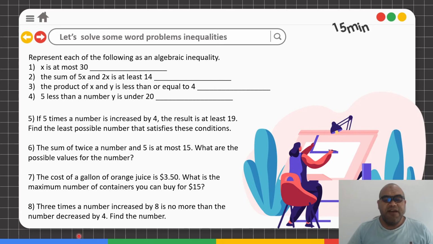The sum of 5x and 2x is at least 14. Okay, you understand the steps? Very simple. Pause the video now, solve these word problems. Great, guys. I hope you finish these things. If you have any question, please let me know. Just email me. I will show to you. I have the answer keys also.